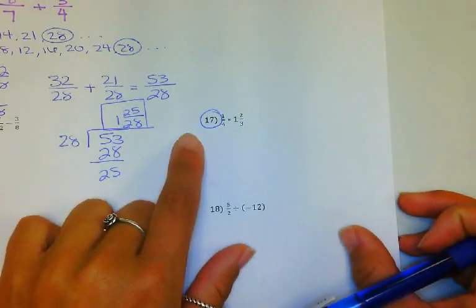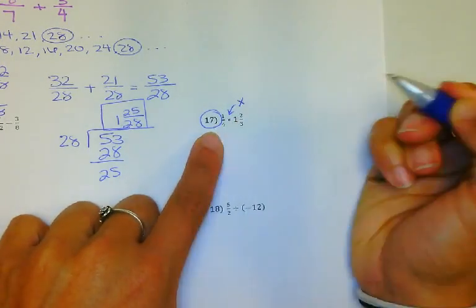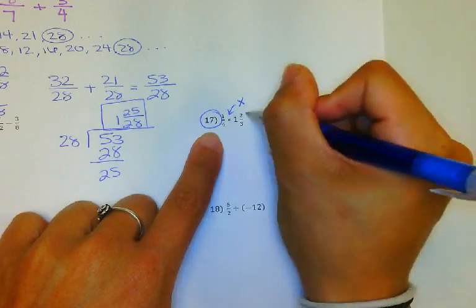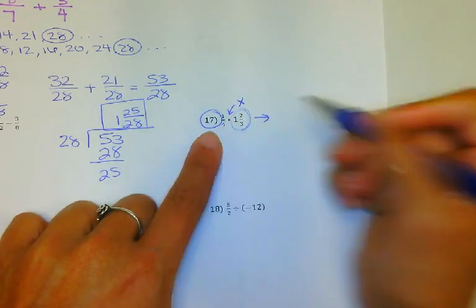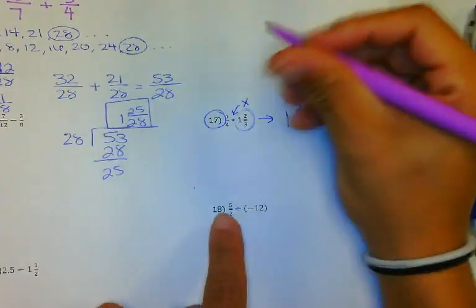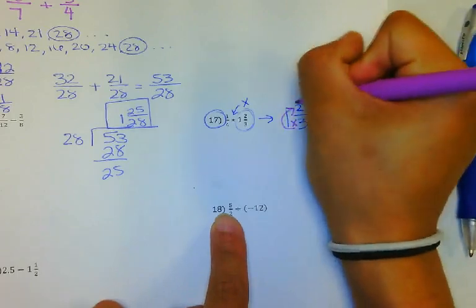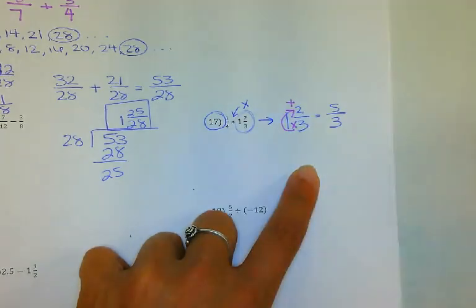Okay, next one we're going to do is 17. 17, this means multiply. Okay? Now, you have this mixed number. We need to change it to an improper fraction. So remember, the way that we do that is we go around the world, multiply and add. 3 times 1 is 3, plus 2 is 5. You get 5 over 3.